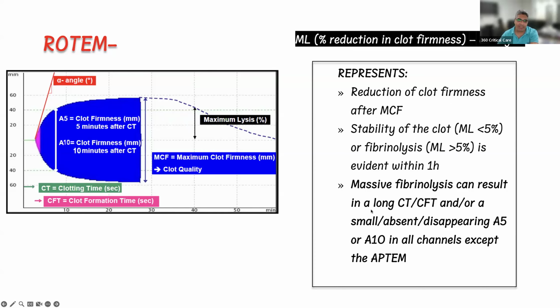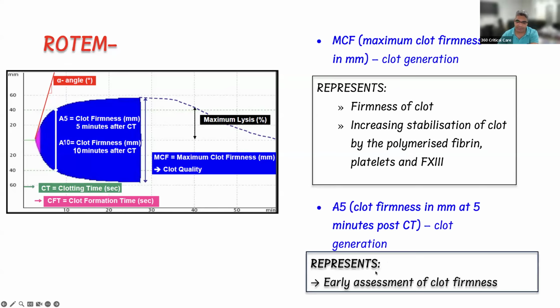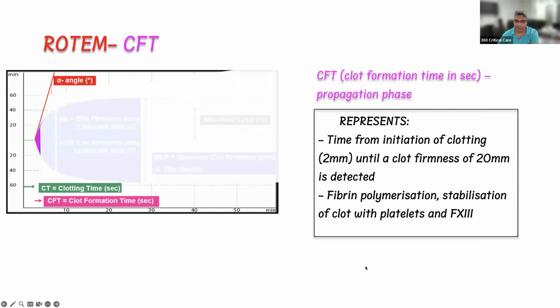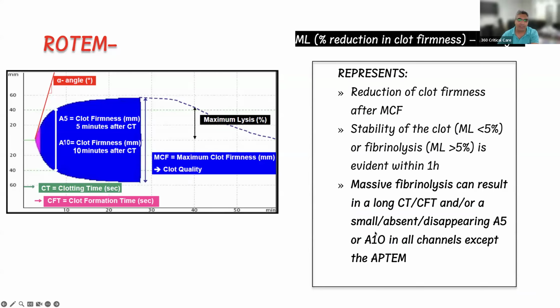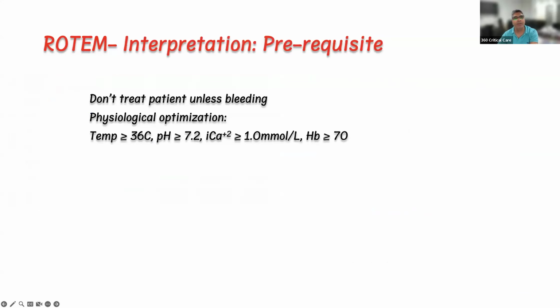Massive fibrinolysis can result in a long CT, or a small or absent, disappearing A5 or A10 in all channels except APTEM, because in APTEM you give aprotinin, which neutralizes the fibrinolysis. So that's how you know. If in APTEM the times are getting corrected, but in the rest of the channels they are abnormal, then it is a fibrinolysis issue.